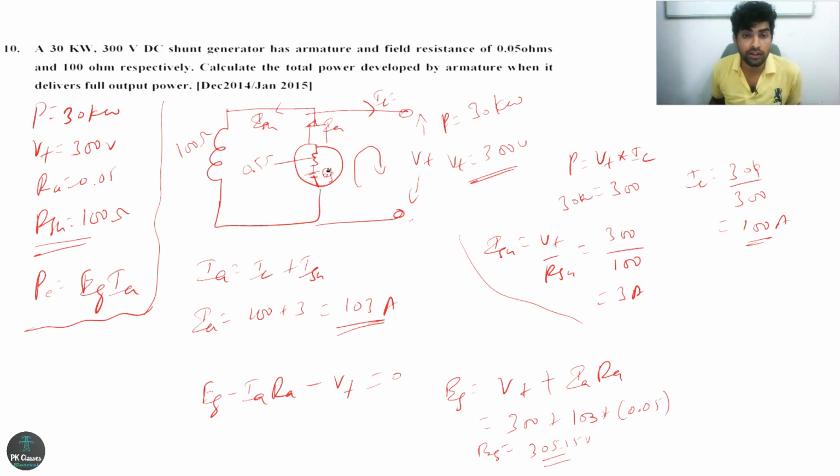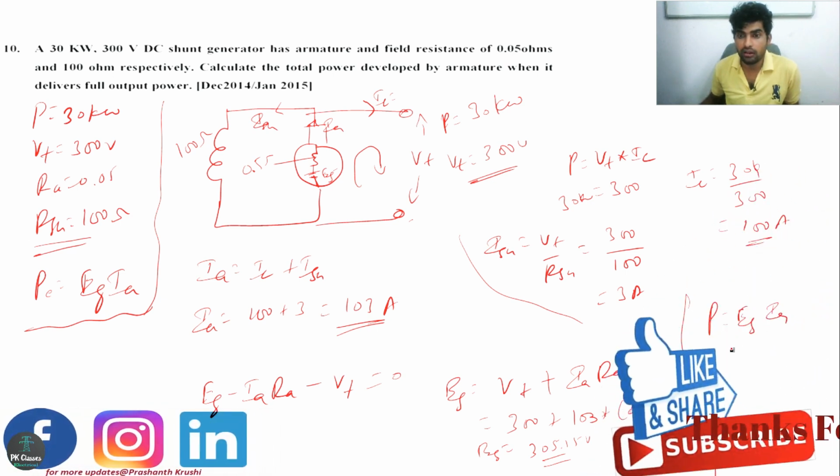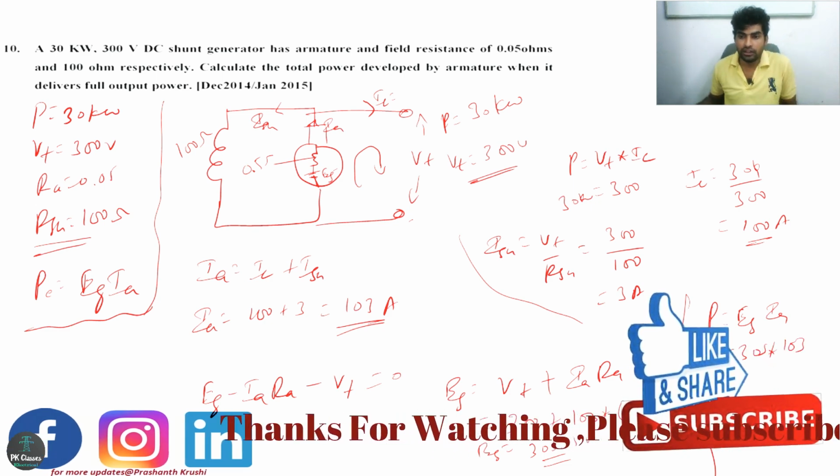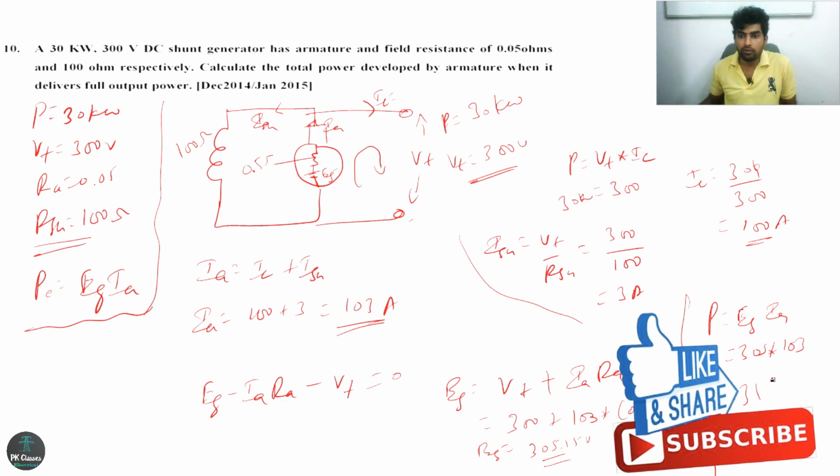See here, EG is always more than VT. Keep it in your mind, because EG is the generated EMF and VT is the output voltage. Here a drop will be there, that's why we get less voltage. Now we need to calculate power. EG is 305, into IA, which is 103. So power is equal to 31 kilowatts.